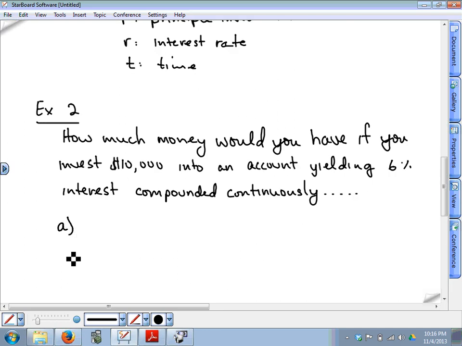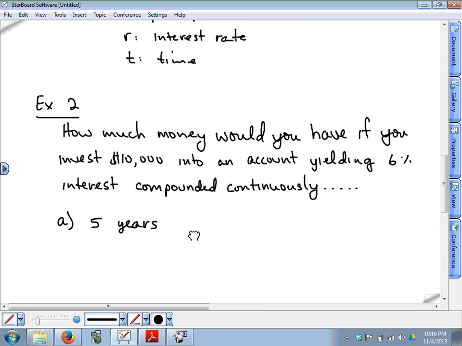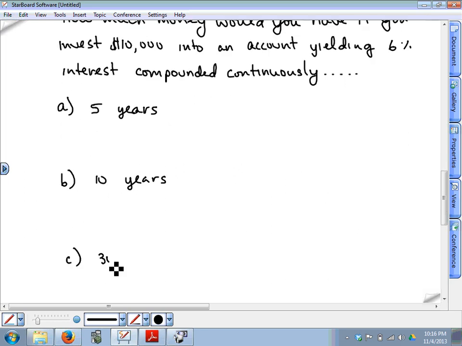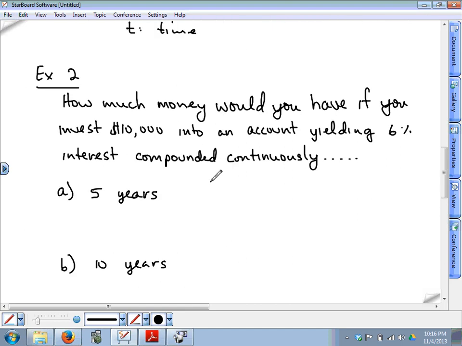Now we're going to just vary the time intervals. What if you left it in there for 5 years? What if you left it in there for 10 years? What if you left it in there for 30 years? So since this is compounding continuously, we're going to use that formula. A is equal to the principal times e to the rate times time. A is the future amount. That's what they're asking us to find. How much money would you have in the future if you invest $10,000? So this $10,000 is our principal investment into an account yielding 6% interest.